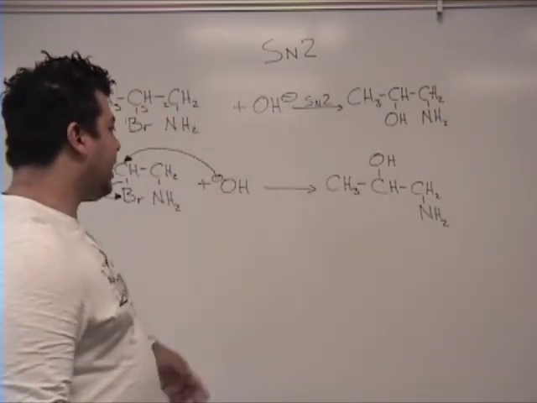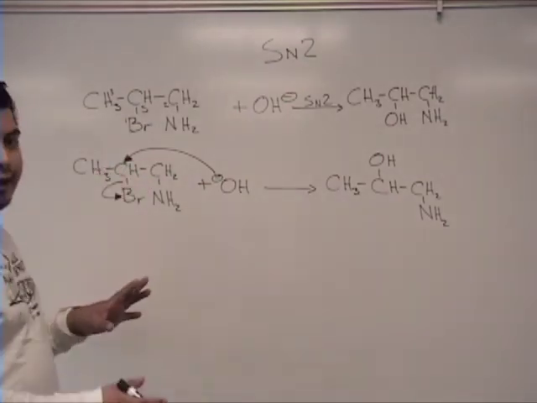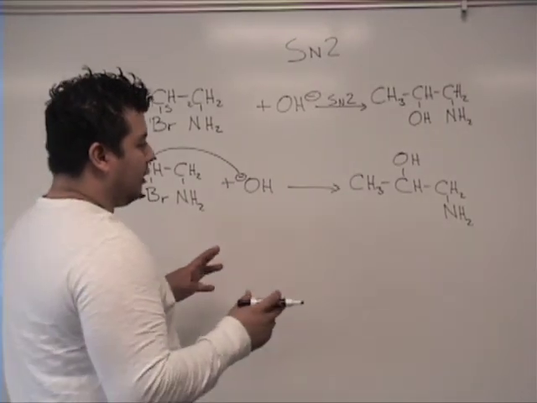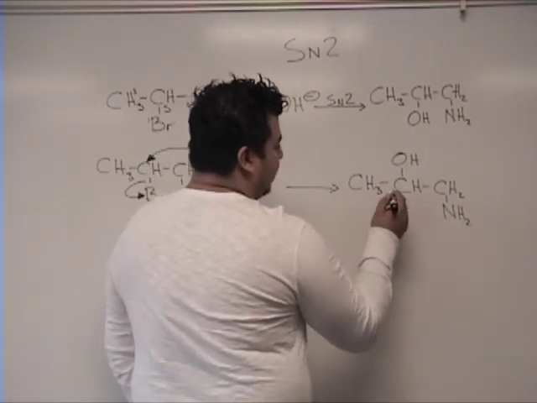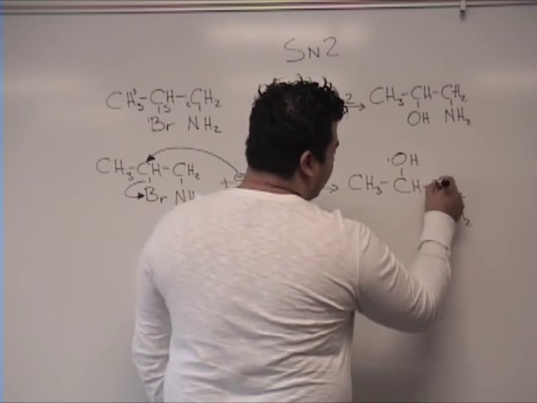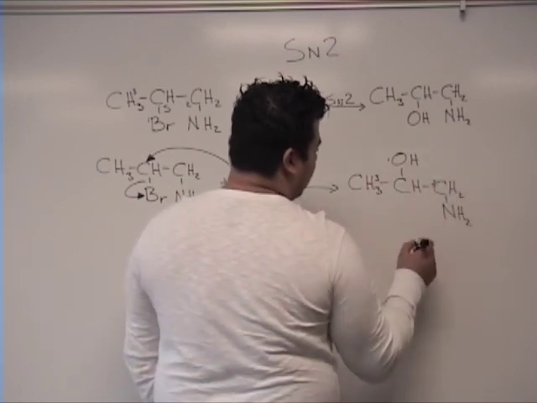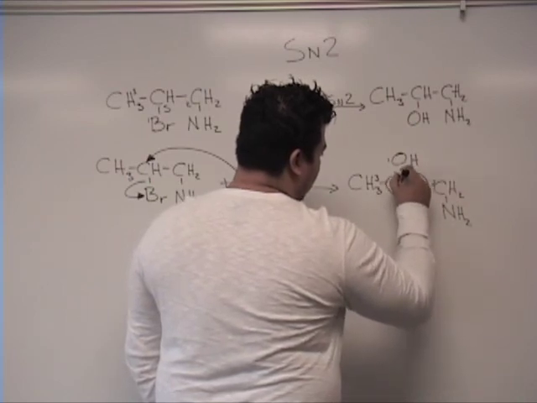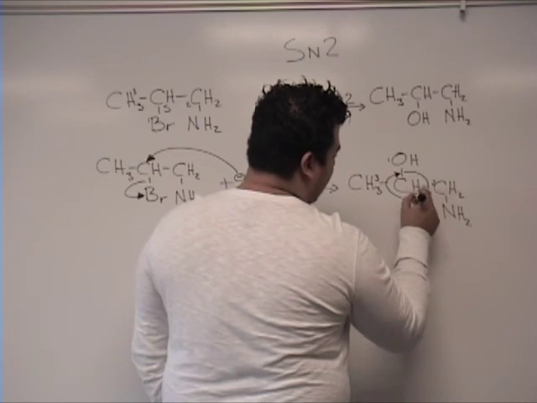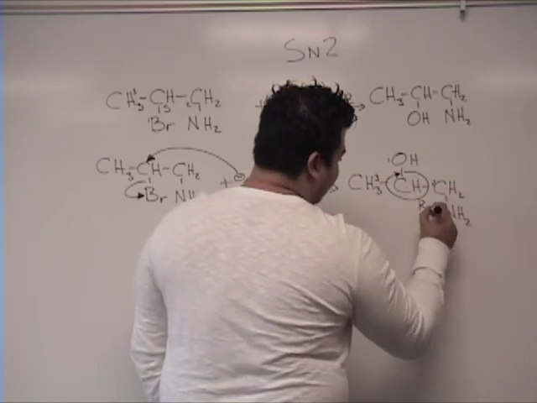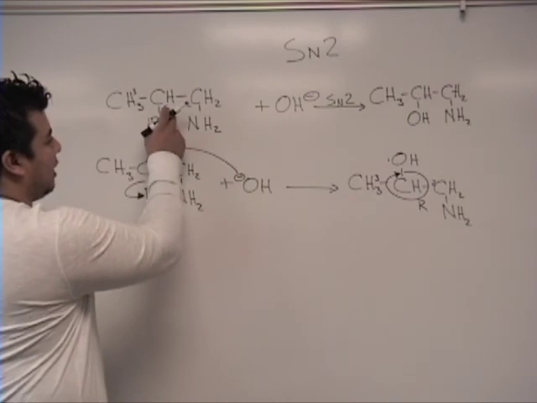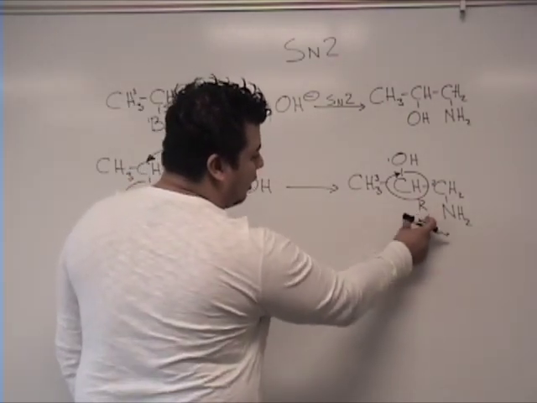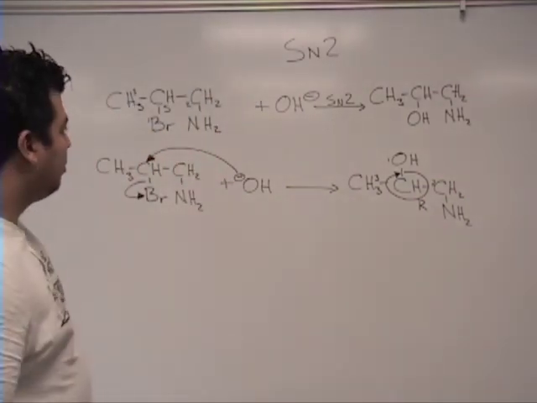And now, we said that this was a backside attack, and then there's an inversion of configuration. Inversion of configuration is, if we check this, we're going to see that this is our group 1, this will be 2, and this will be 3. So it's coming this way. So this molecule, now it's R. So it started as an S, but SN2 gives inversion of configuration, meaning you're going to end up with an R product. And that's it.